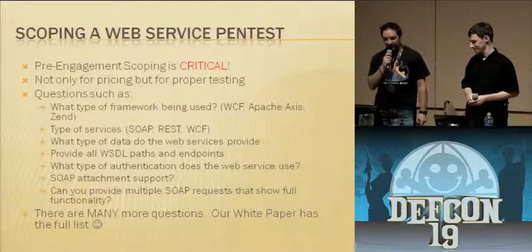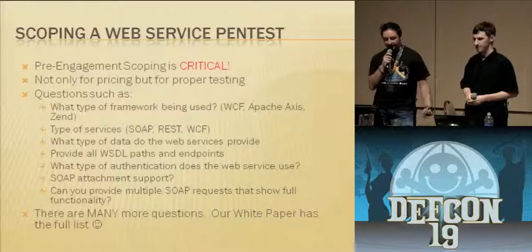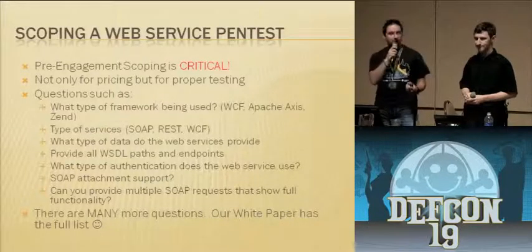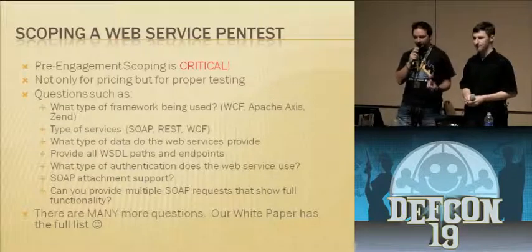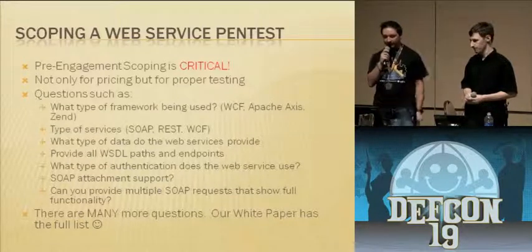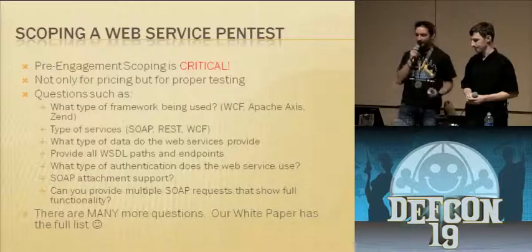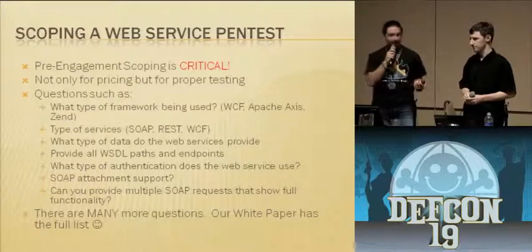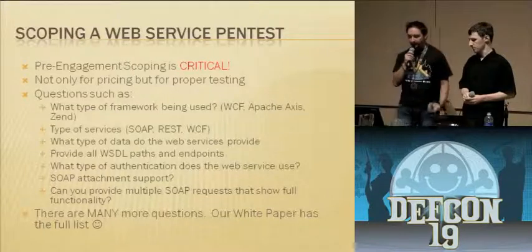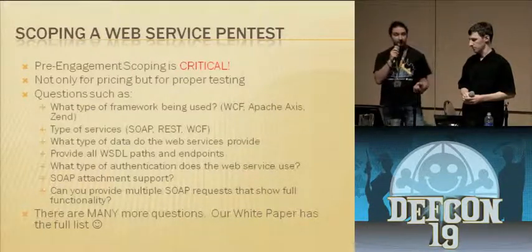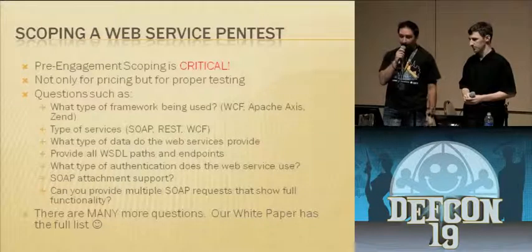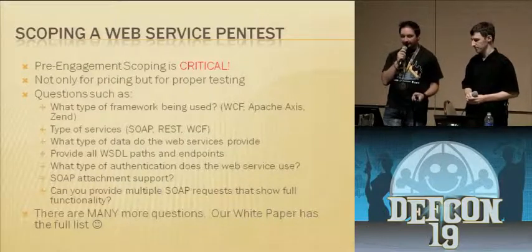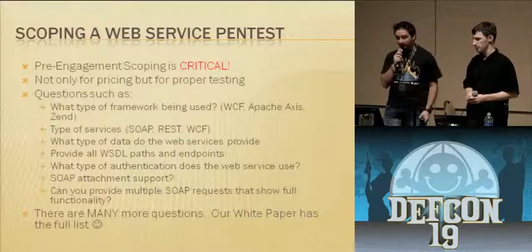So scoping. This is a big piece that I want to spend some time on. This is critical, absolutely critical when we're talking about testing web services. These are the types of questions you need to ask. So things like determining what type of framework: WCF, Apache Axis, Zend. You have to know that to start off with. The types of services: do they use REST, SOAP? What type of data? Provide all those WSDL endpoints and paths. We need to have that in advance to do the testing properly.